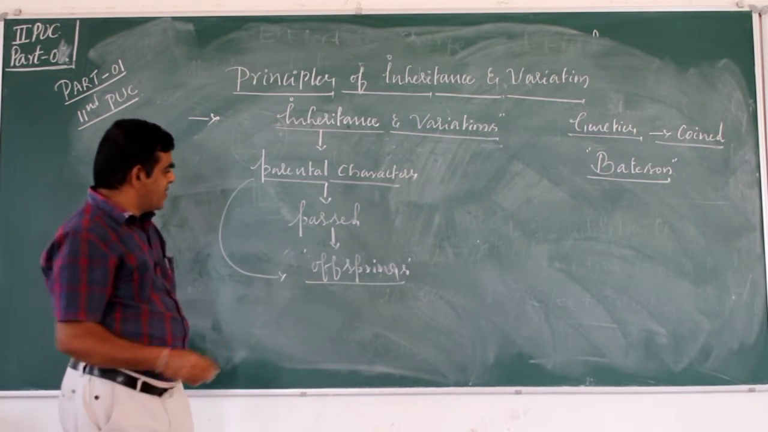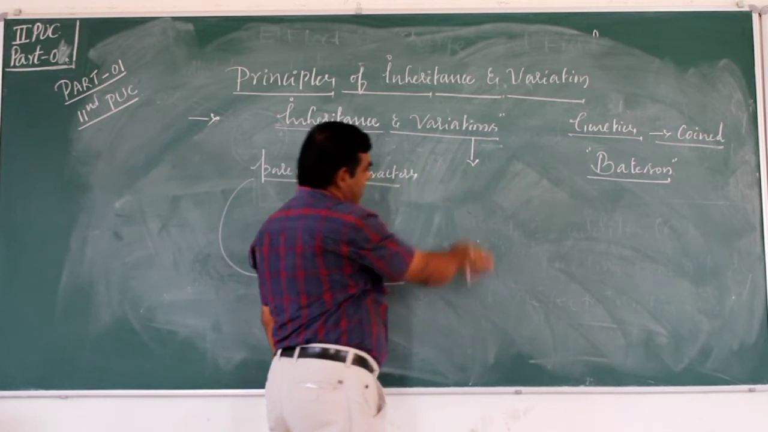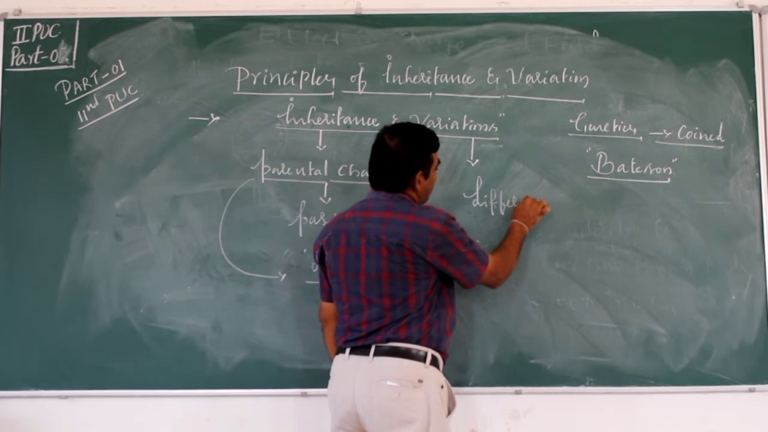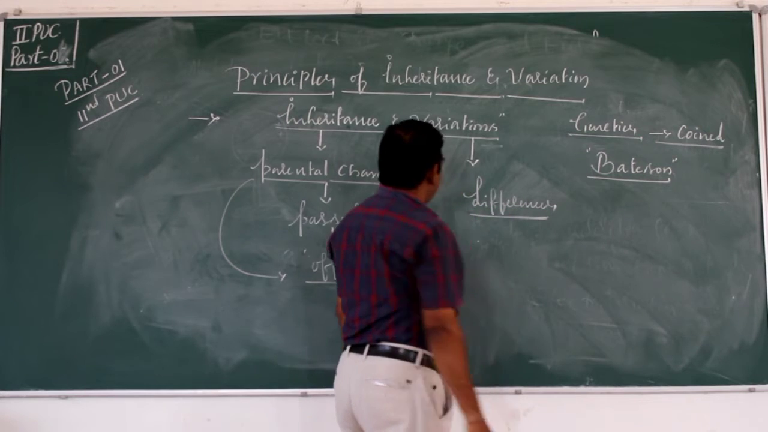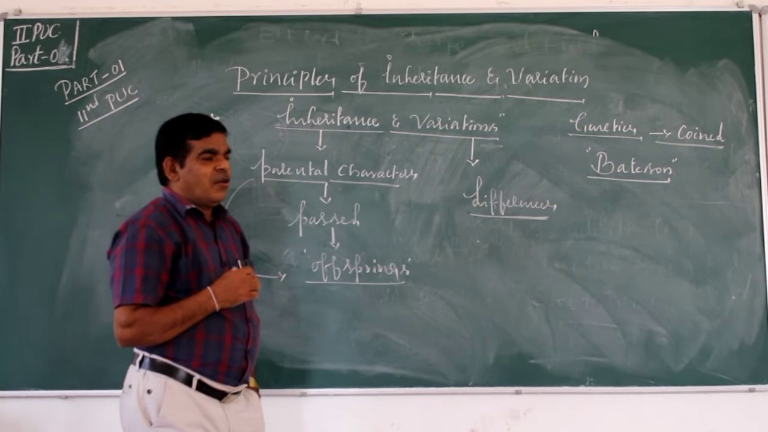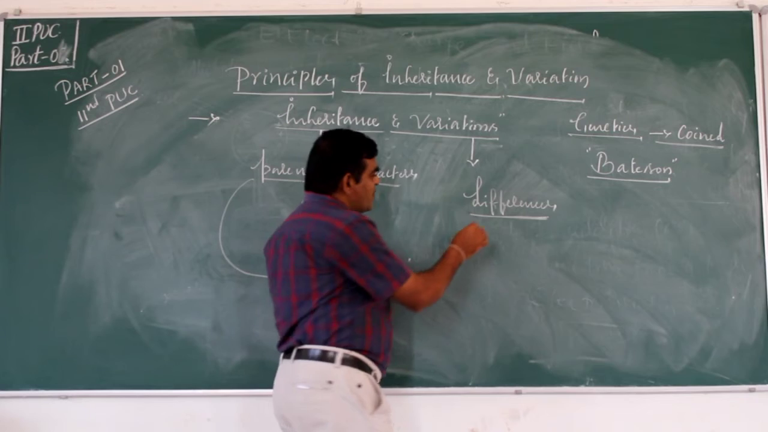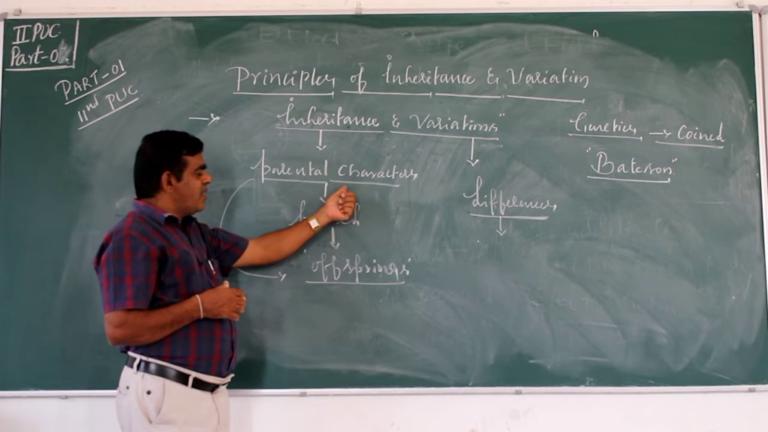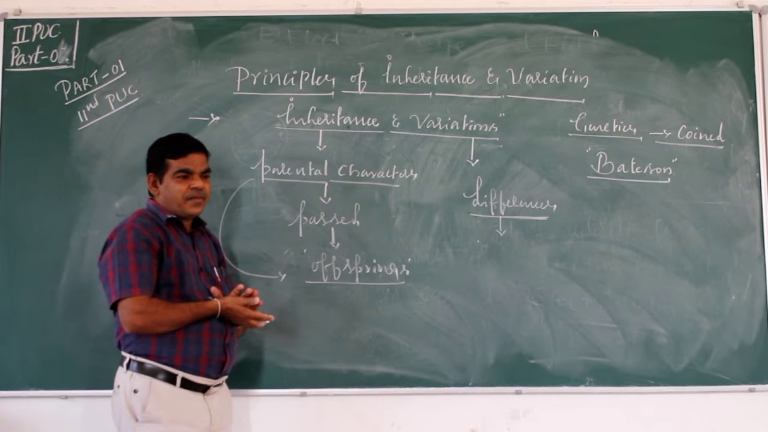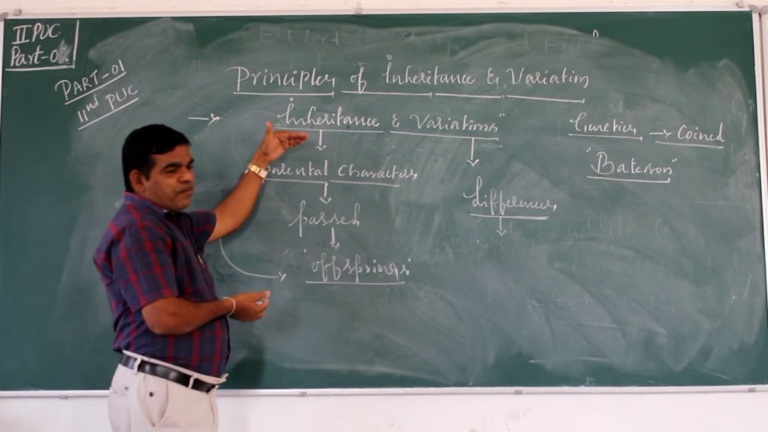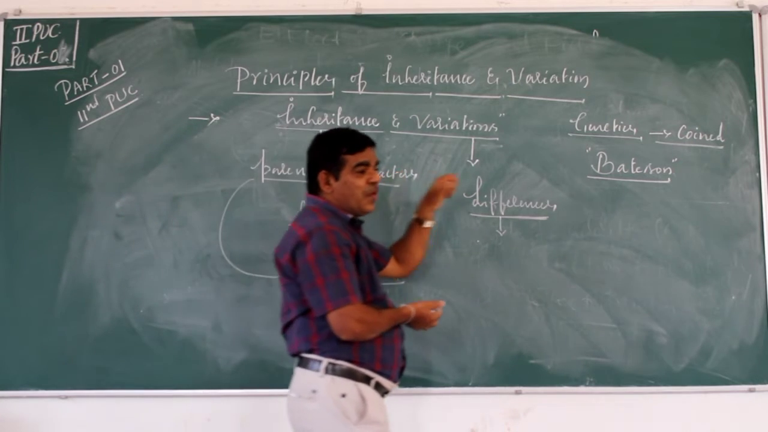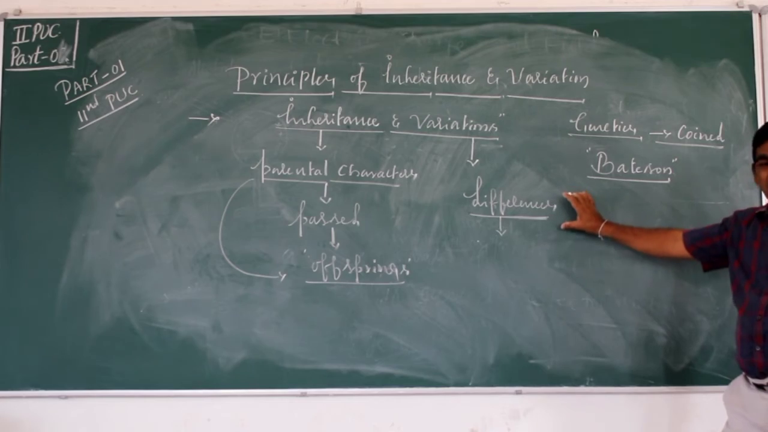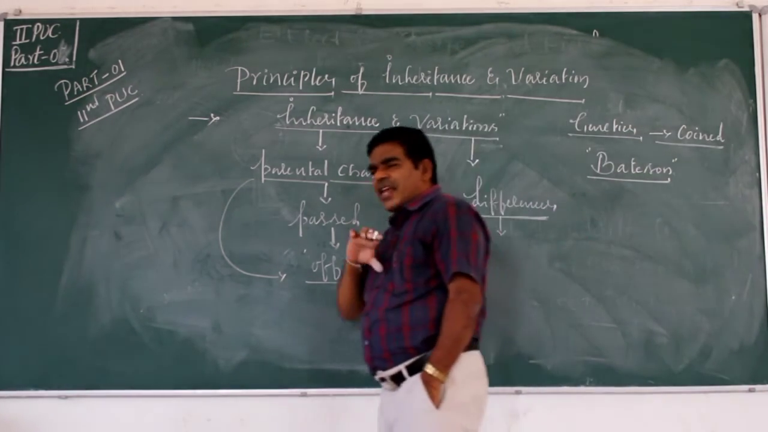Next, what is variation? Variation means differences. It means the offspring are not exactly alike to their parents. So the first point is inheritance, meaning parental characters are passed to their offspring. Generally, the offspring resemble their parents, but genetics also deals with variations. Variation means differences, so the offspring are not exactly alike.